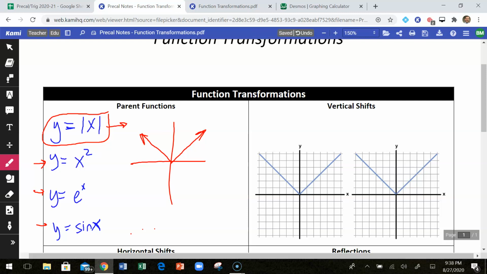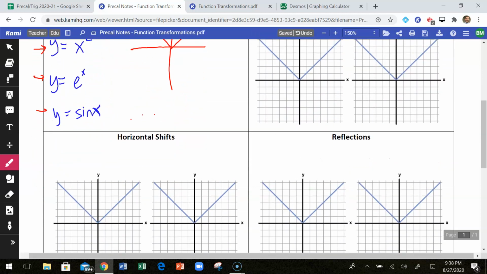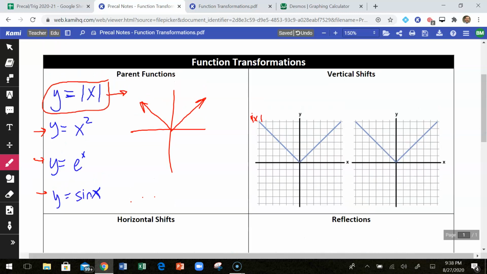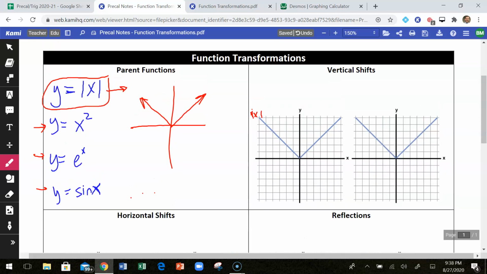So if you look through these notes, every single time I have that thing graphed, this is the absolute value of x. Every single time, y equals the absolute value of x. And I'm going to talk about how we can start to move these things, shift them and stretch them out and reflect them and things like that. Okay, so what do we do to that specific function to make that happen?